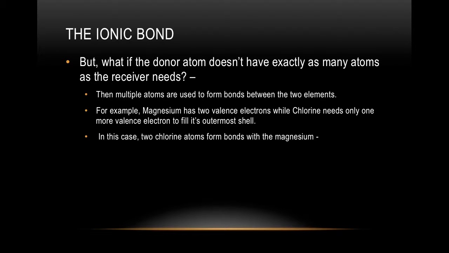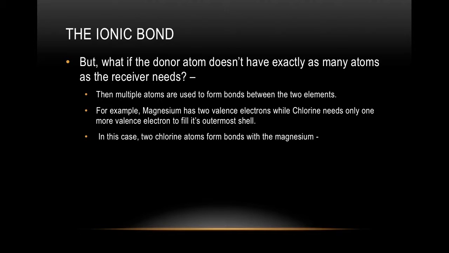So what if the donor atom doesn't have exactly as many electrons as the receiver needs? Well, then multiple atoms are used to form bonds between the 2 elements. Let's say magnesium has 2 valence electrons, while chlorine needs only 1 valence electron to fill its outermost shell. It has 7 electrons. So magnesium can give 1, but where does the other one go? Well, then another chlorine atom comes up and says, hey, I also need your electron, and they start bonding. They start making 2 bonds.